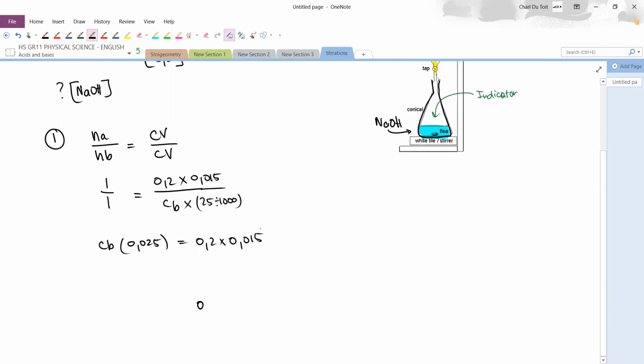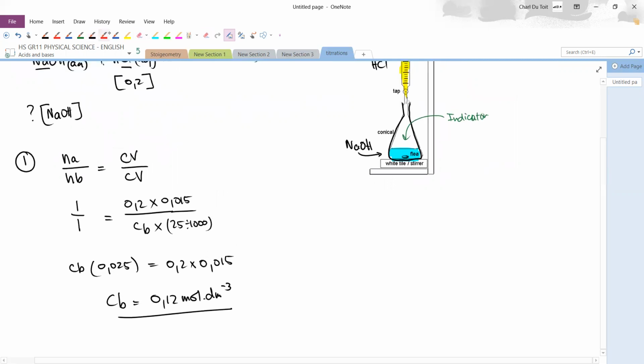Let's get a calculator. 0.2 times 0.015, and I divide that. It equals 0.12. The concentration of the base is 0.12, and you have to write mole per cubic decimeter. Otherwise, you don't get any marks. Zilch.